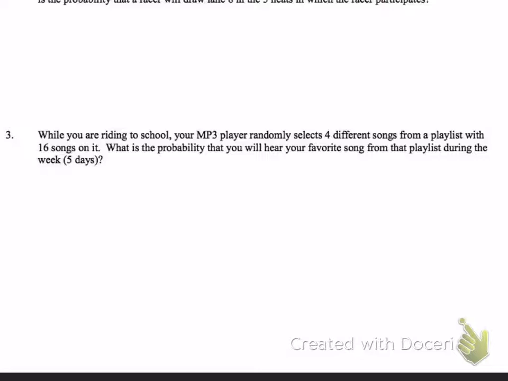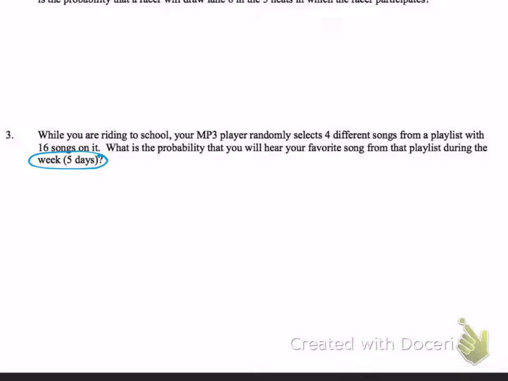Okay, number 3, it says while you're riding to school, your MP3 player, we still had these, I guess maybe your iPhone, Spotify player randomly selects 4 different songs from a playlist with 16 songs on it. What is the probability that you will hear your favorite song from the playlist during the week, so for 5 days? The first thing that we want to do is find the probability for one day, and then we're going to multiply it by 5 because the 5 days are independent of one another.